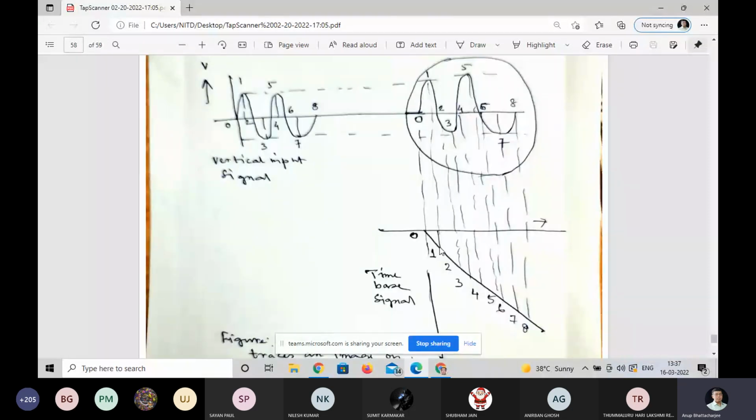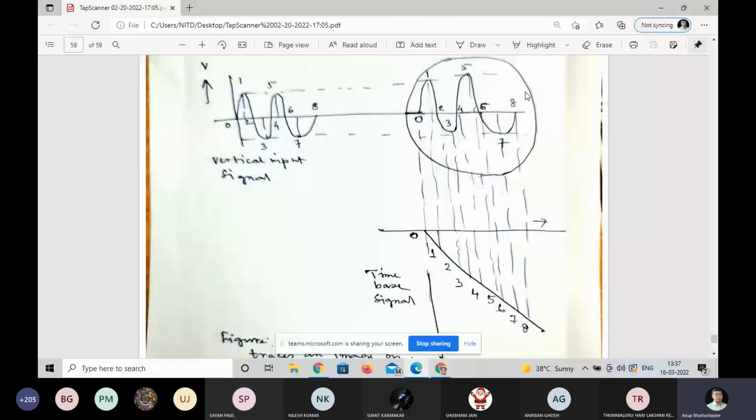Now what we have to do? You draw a vertical line, and from this zero you draw a horizontal line, and get a point here. Similarly, from one we draw a vertical line, and from one we draw a horizontal line. In this way you will get 0 dash, 1 dash, 2 dash, 3 dash, like this up to 8 dash, and then join them like this, and you get the screen. So this is basically the operation of CRO, as I have told you.